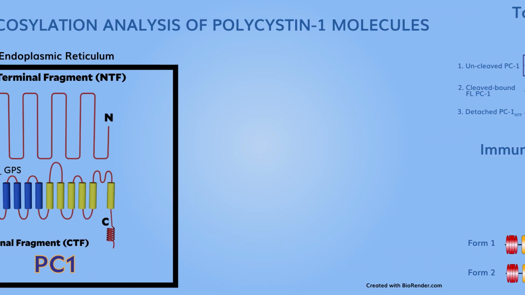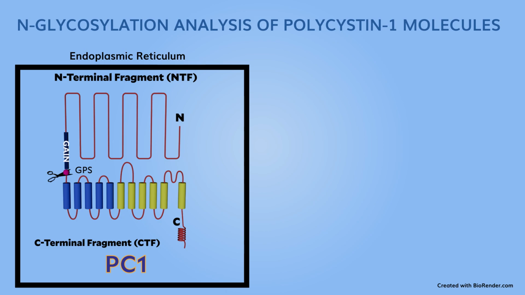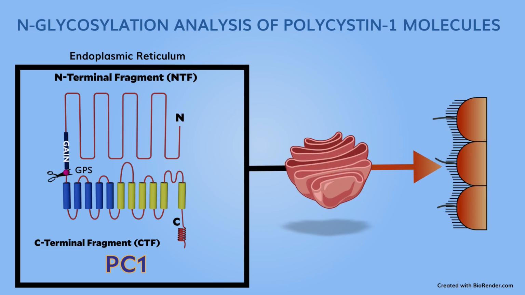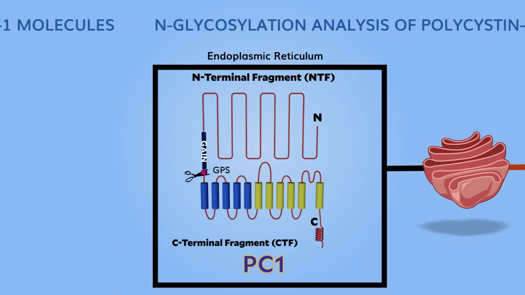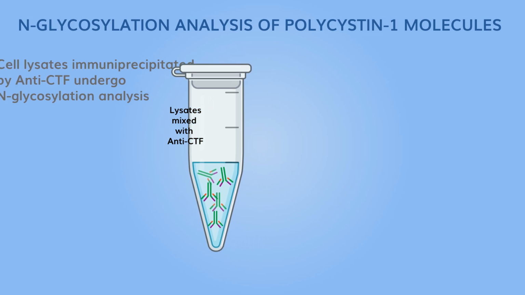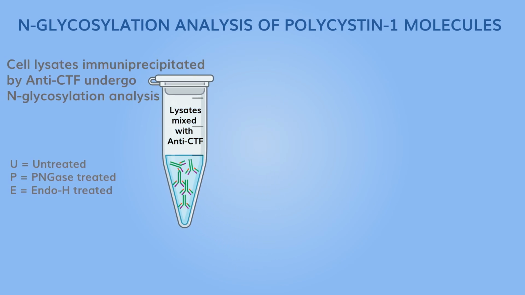After completion of polycystin-1 cleavage in the endoplasmic reticulum, the protein undergoes additional N-glycosylation as it traffics through the Golgi on the way to the cilium or plasma membrane. Glycosylation status can be probed by treating lysates with PNGase F or endo-H, noted by a P and E, respectively.